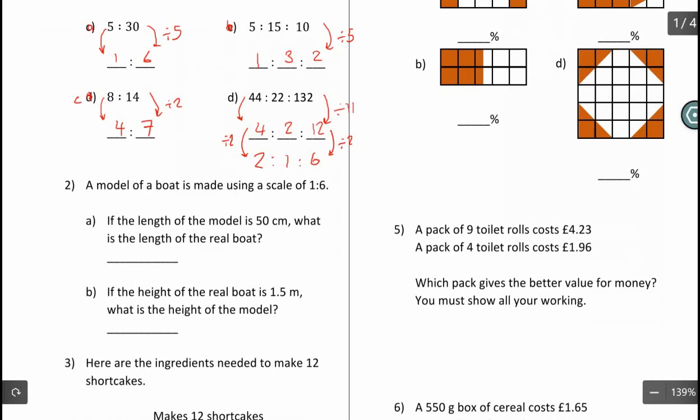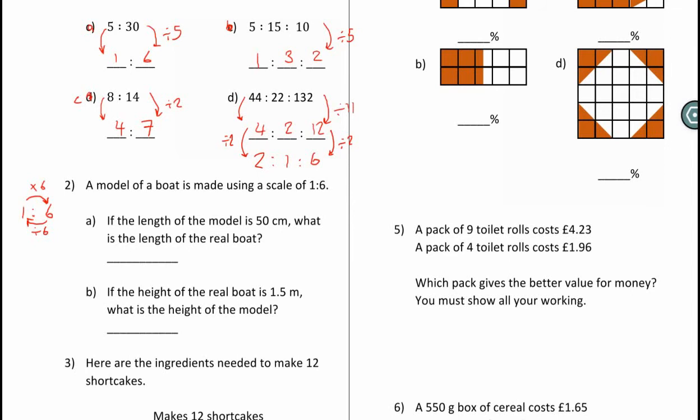Okay, on question 2 we're using ratio in a different way. It says the model of a boat is made using a scale of 1 to 6. That means for every 1 unit of length on the model, that would be 6 units of that length on the real thing. So in other words, the real thing is 6 times bigger than the model. Okay, and that's how we get between the model and the real thing.